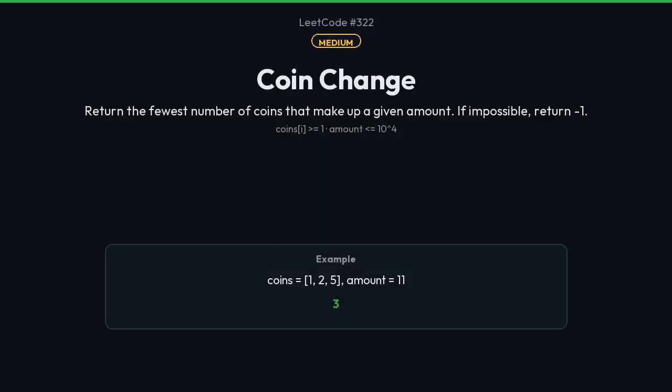We are given an array of coin denominations and a target amount. Our goal is to return the fewest number of coins that sum up to that amount. If it is impossible to form the amount, we return -1. For example, with coins 1, 2, and 5 and an amount of 11, the answer is 3 because 5 plus 5 plus 1 equals 11.